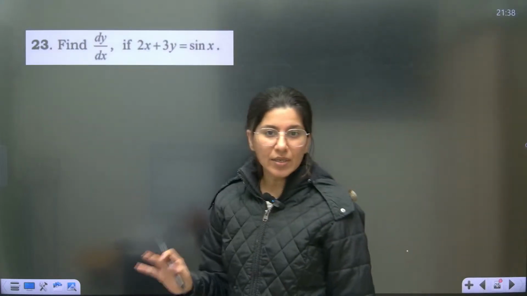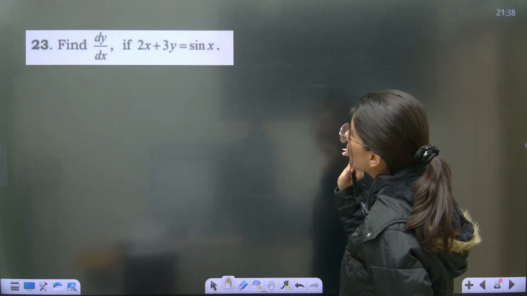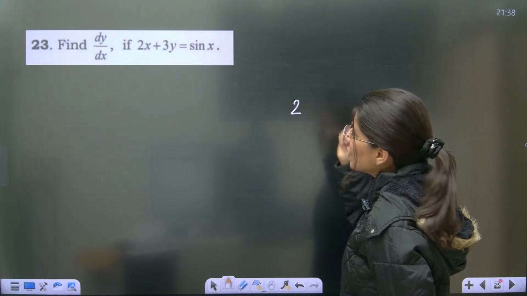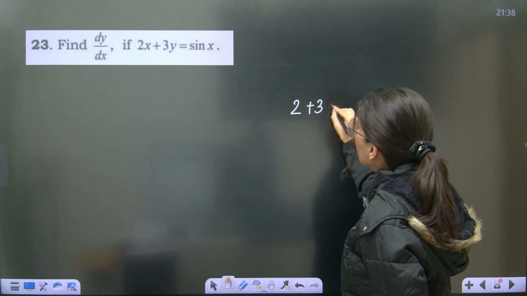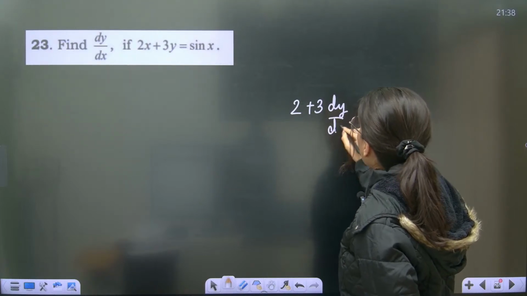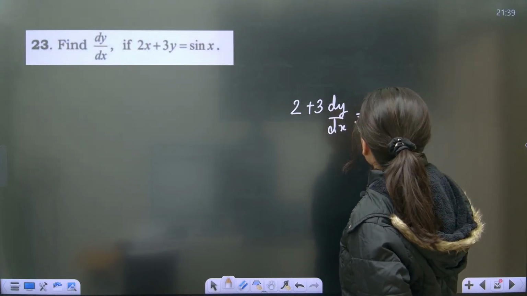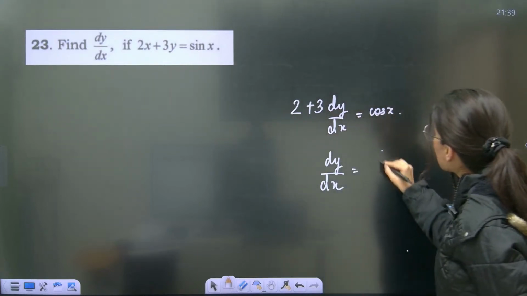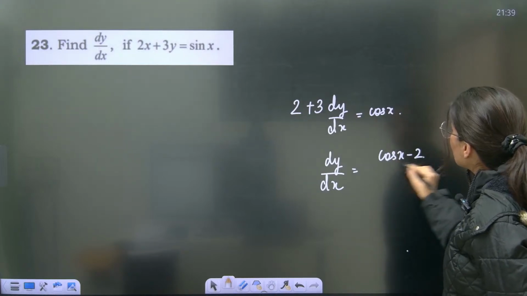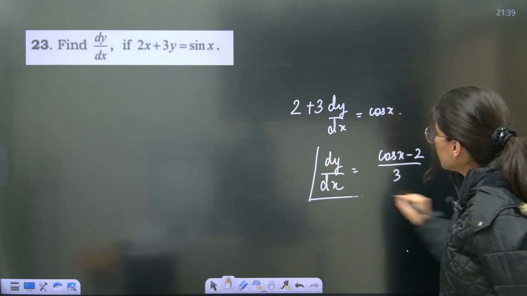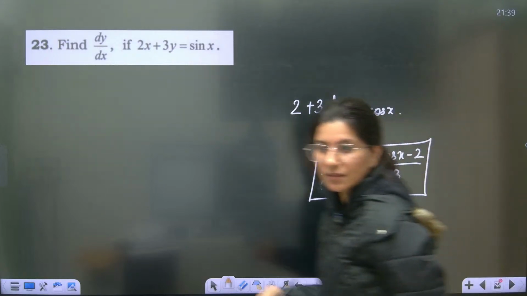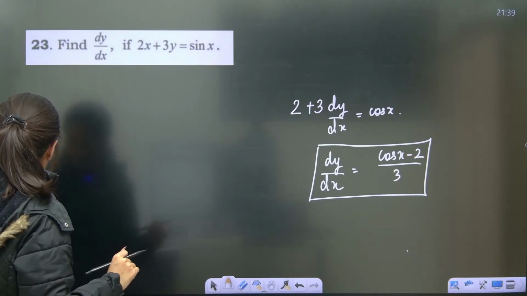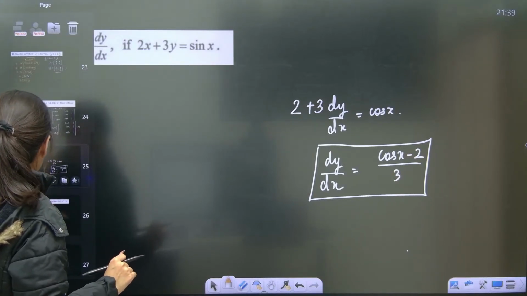Now, a very easy question right in front of you: dy by dx, you have to calculate if 2x plus 3y is equals to sin x. So, differentiating both the sides, 2 plus 3 dy by dx equals cos x. So, dy by dx is equals to cos x minus 2 upon 3. Easy peasy lemon squeezy question. Free marks from this question. Then we have the next question.